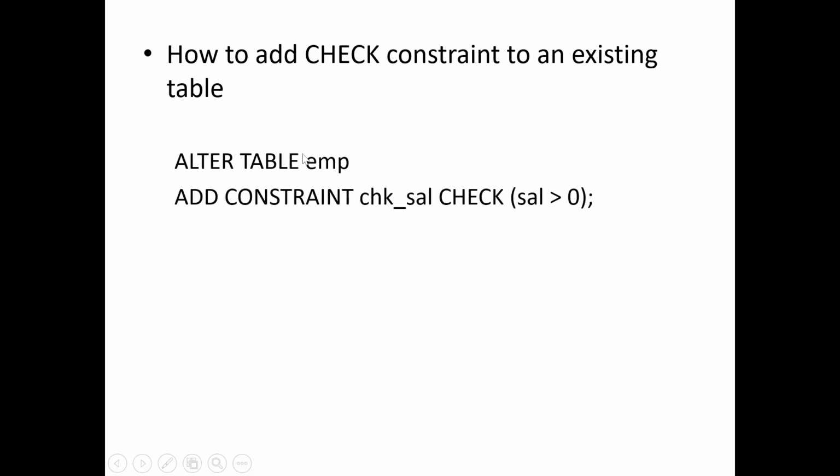How to add a check constraint to an existing table? This is the syntax: alter table table name add constraint constraint name check salary greater than 0.